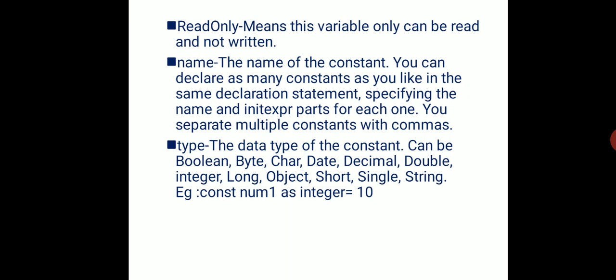So there are many data types. You can use any of the data types: boolean, byte, char, date, decimal, double, integer, long, object, short, single, or string. See the example: const num1 as integer equal to 10. So num1 is initialized to 10. Okay, and the const keyword should be there while declaring a constant. The const keyword is a must.